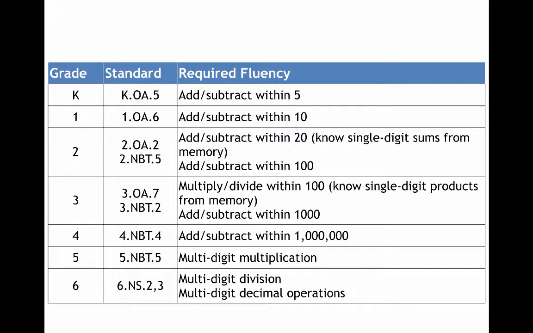As you can see in this chart, there are different required fluencies for each grade level. Kindergarten is required to be able to add and subtract within 5, and first grade, add and subtract within 10. If we jump forward to third grade, we can see that they need to be able to multiply and divide within 100, which is basically the same thing as knowing your multiplication and your division facts. If we move to sixth grade, you can see that they need to be fluent in multiple digit division and multiple digit decimal operations.